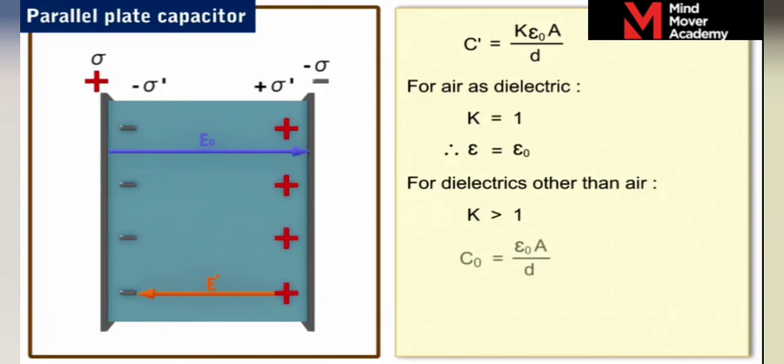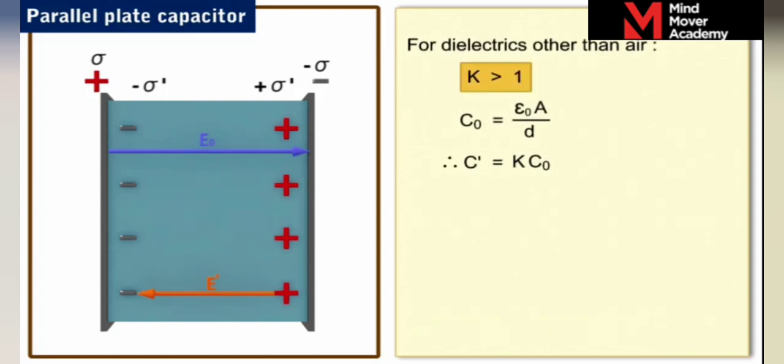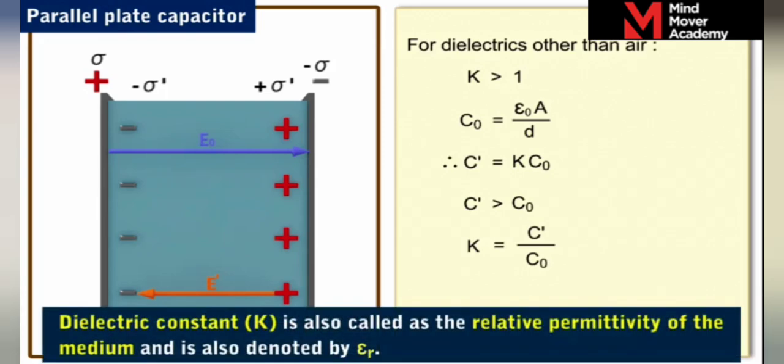We know that C naught is equal to epsilon naught A by D. Hence, we can write C dash is equal to K C naught. Since K is greater than 1 for any medium other than air, we have C dash greater than C naught. We can also write K as a ratio of C dash to C naught. Thus, the dielectric constant K is a dimensionless quantity and has no unit since it is the ratio between similar quantities. Dielectric constant is also called the relative permittivity of the medium and is also denoted by epsilon r.